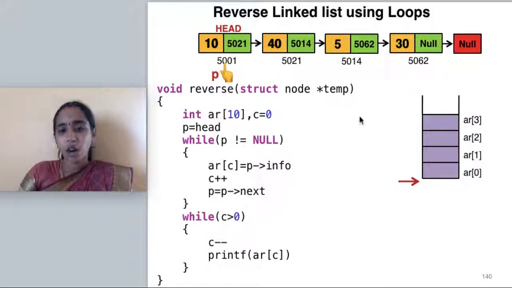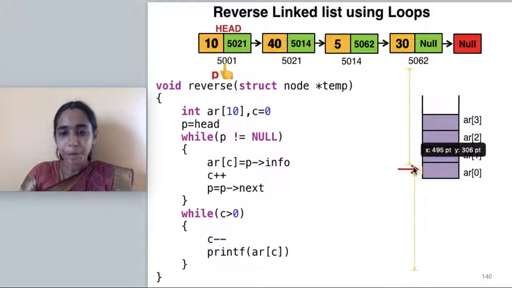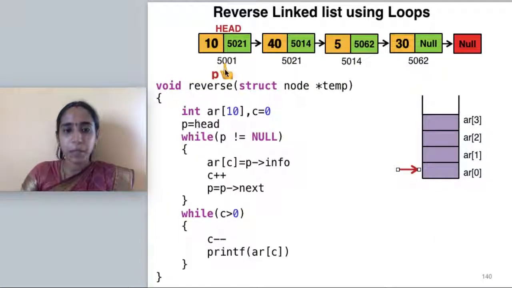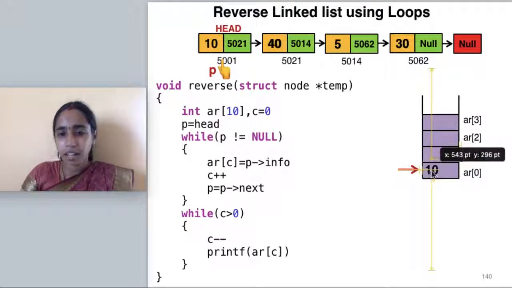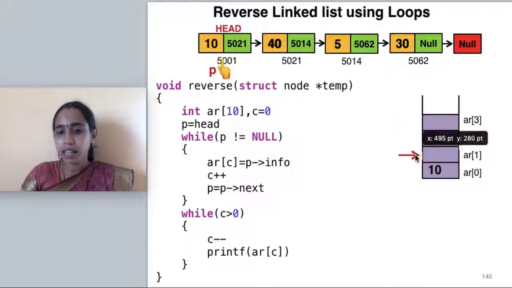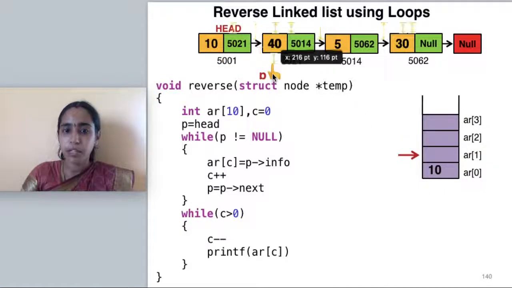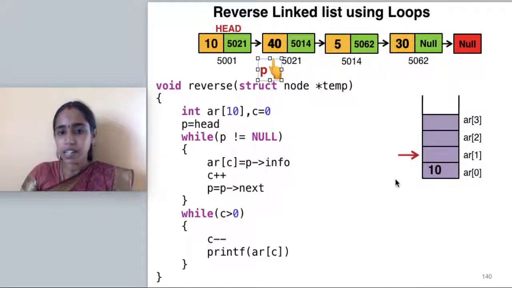Initially, I want an array, an index C, and a pointer P. So int array of 10, you can choose the size as per your requirement. Then index C, which I have initialized to 0. Then a pointer P, which I am initializing to the head. Clear? Now again I am doing the three tasks we saw: writing the information in the array, incrementing the array index, and moving the pointer P to the next node. These three tasks I am doing again and again.